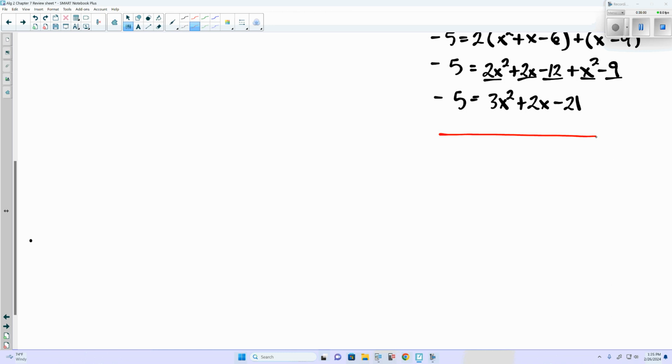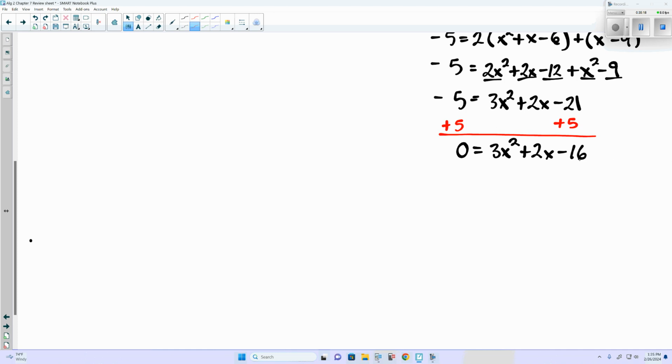Now we do have an x squared term, yes? So we have to get this equal to 0. So we're going to add 5, telling us 0 is equal to 3x squared plus 2x minus 16.